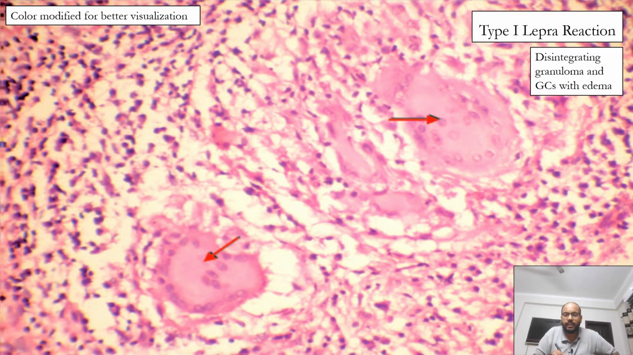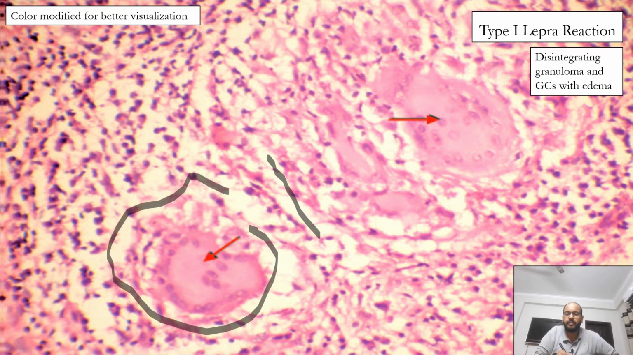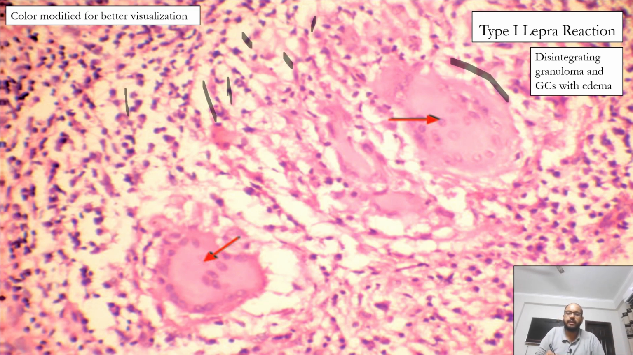So a disintegration, can you appreciate these empty spaces? Empty spaces. This is all because of edema and disintegration of the granuloma. And you see giant cells here, specifically. Remember, giant cells are more or predominantly seen in the tuberculoid pole. So you can see a disintegrating granuloma. Clear? Any doubt in any form of leprosy, just mention in the comment and we'll have a discussion there. Okay, let's move forward.